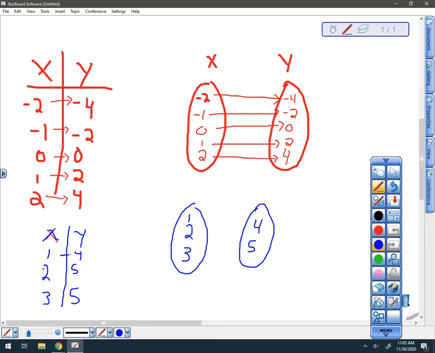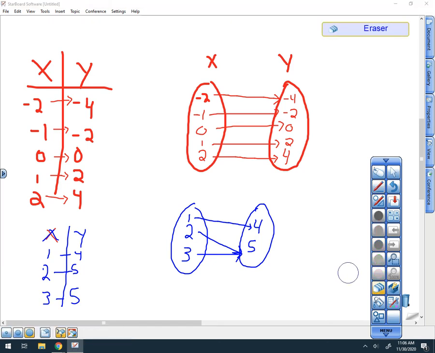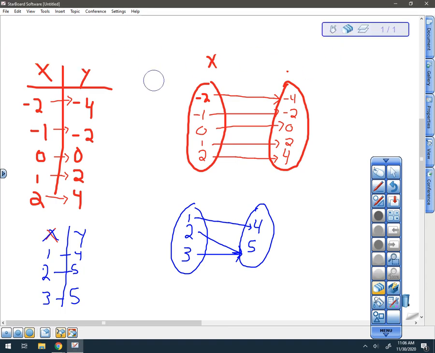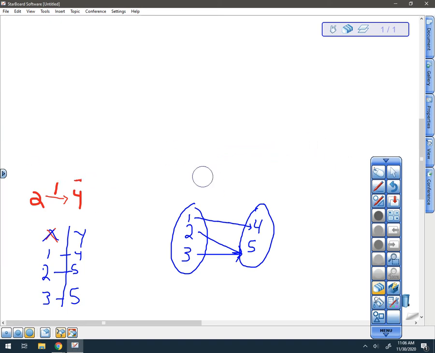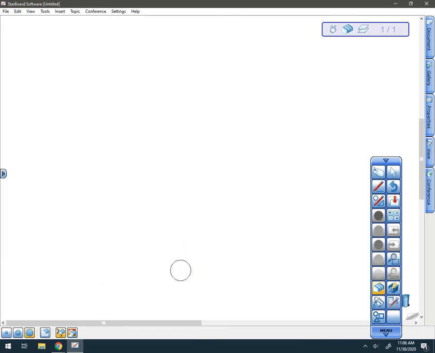Now, what does the 1 go to? My 1 goes to a 4. What does the 2 go to? It goes to a 5. And what does the 3 go to? It also goes to the 5. So that's what mapping is. It's just a different way to write out a set of points and show what the x and y match to. If that seems confusing, we're going to go over a bunch more of those so you can see how they're made, and also how to tell if it's a function or not.